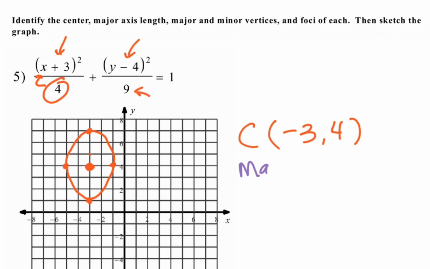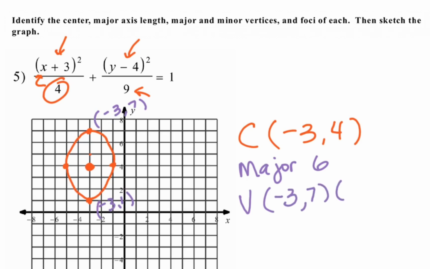So my major axis length is going to be 3 and 3, which is 6. My vertices, they're not going to be 0, 7. You need to get the ordered pair right. So this is -3, +7, and this is -3, +1. You need to make sure that when you get your vertices, you're getting the right location and not bringing in the zeros, because that's not where it is on this one. My co-vertices or my minor vertices are going to be like right here. So I'm going to have -1, +4 and -5, +4.